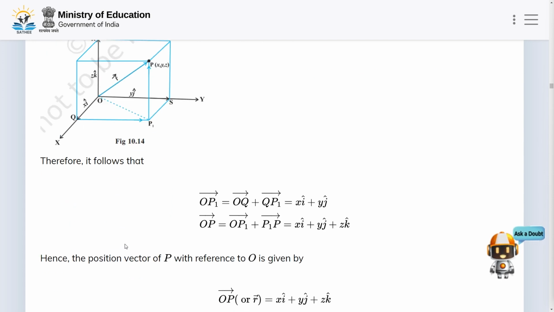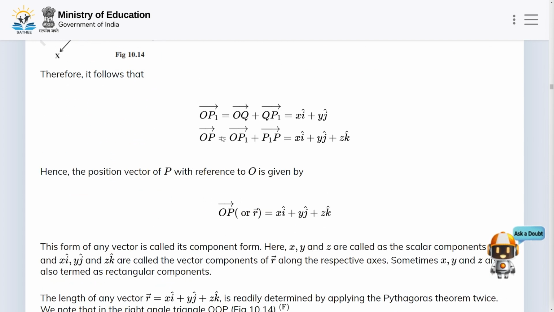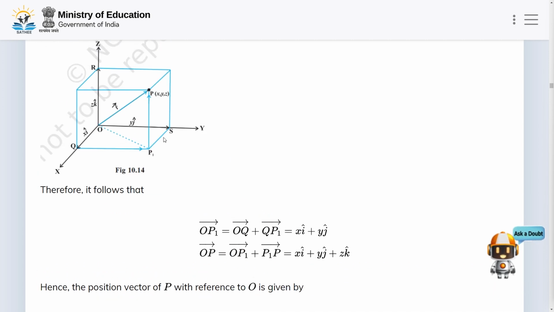I hope it is clear now. Now vector OP1 is the same as OQ plus QP1. As you can see, in this triangle OQP1 you will have OQ plus QP1. This means x i hat plus y j hat.